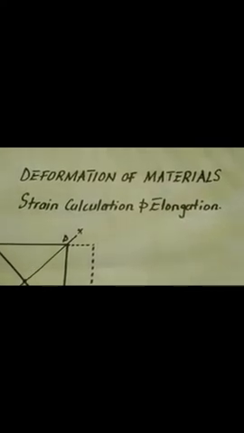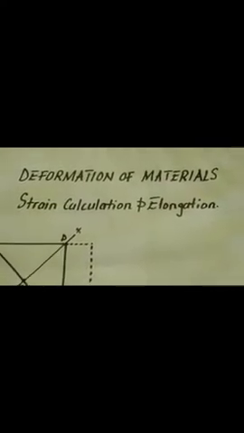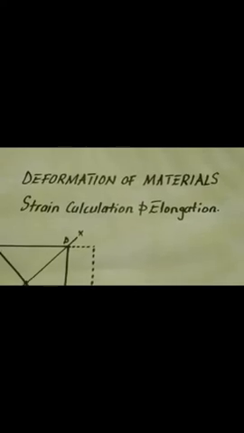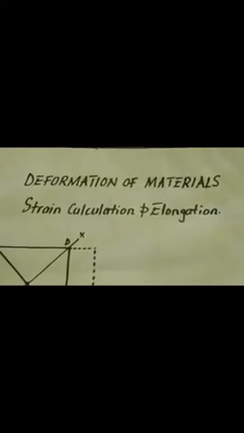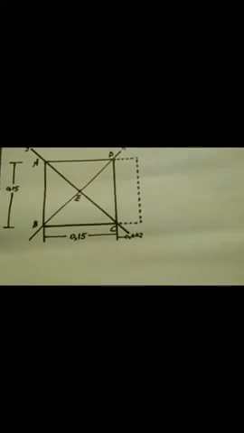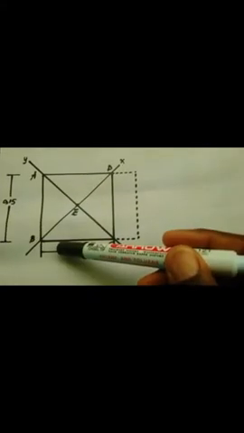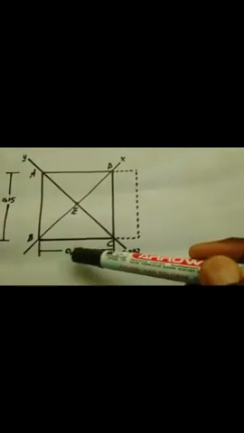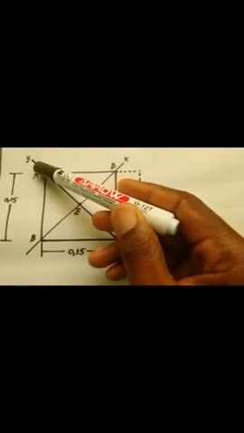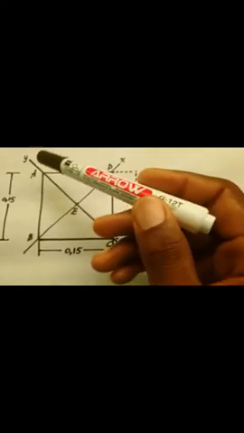Guys, in this video I'm going to show you an example of how to calculate strain and elongation of a material due to deformation. In this example I'm going to calculate for this square, 0.15 meters by 0.15 meters. I'm going to calculate the elongation along AC. Firstly, I'm going to calculate the resultant length due to this deformation. So it goes like this.